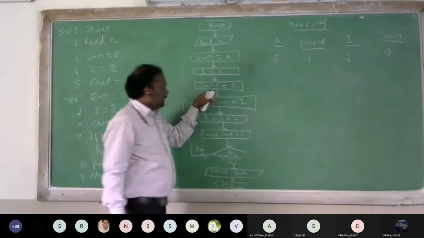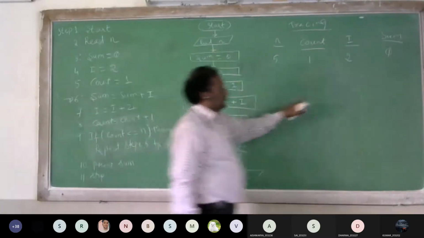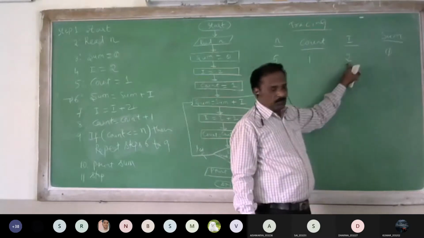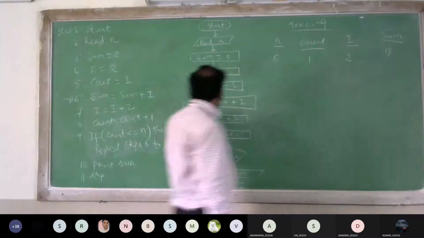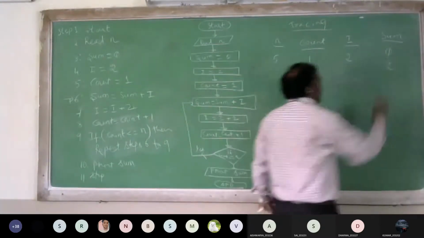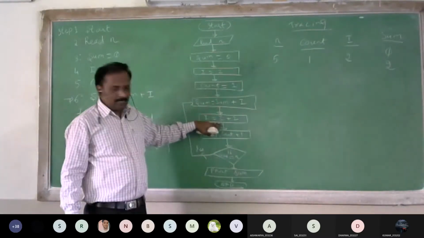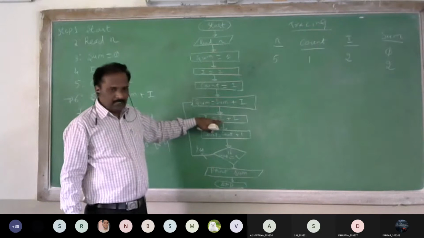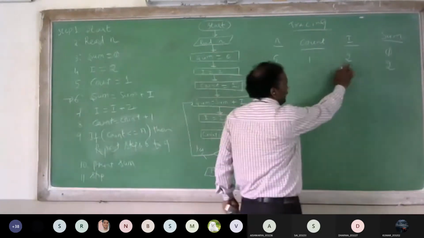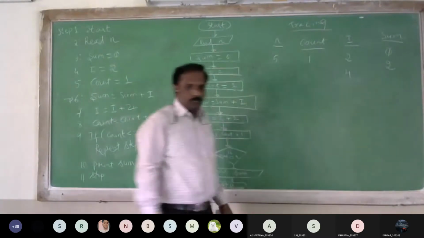Now, after getting the first even number, add that number to sum. Sum is equal to sum plus I. So what is the starting value of sum? Sum is 0. 0 plus 2, then again store in sum only. So sum will become 2. Get the next number. What is the next even number? If we add 2, then only we will get the next even number. The current even number is 2. Next even number is 2 plus 2, which will be 4.